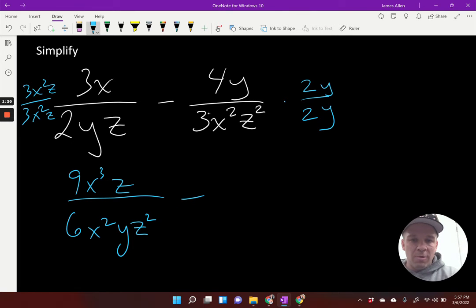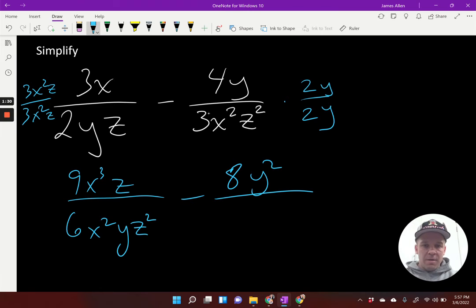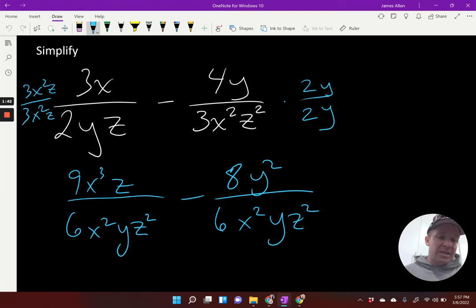Now, my right one, I'm going to have 8y squared. My denominator becomes 6, then we have the x squared still, the y, and then z squared. So look at that. They do match, right? If you know they're going to match, you could just jump right to putting them into one single fraction. That's fine with me. But I wanted to show how they were, because it seems kind of weird with the monomials.